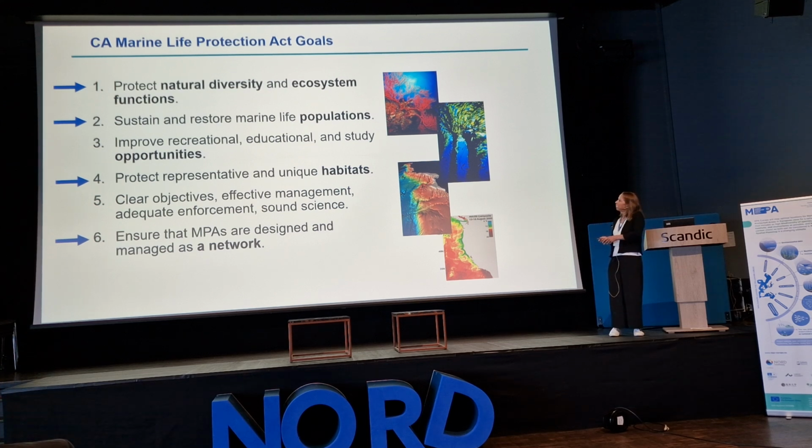So the 4 that I'll really focus on today have to do more with natural diversity, ecosystem functions, communities, populations, habitats, and so forth. But you can see that there were other more social goals as well. And the 6th is important. It was mandated that we had to ensure that the MPAs are both designed as a coherent network and managed as a network as well.